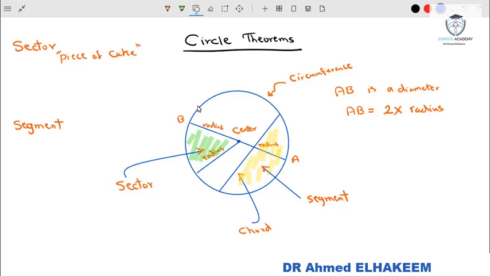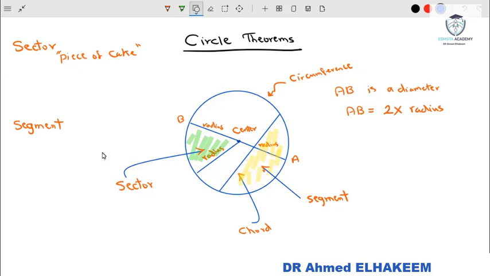A segment is an area which is below what? Below the chord. You know that the chord is connecting the circle from two sides with the circumference. So this is called a segment. But the sector is like a piece of cake between two radii. Okay? So this is important. What else?